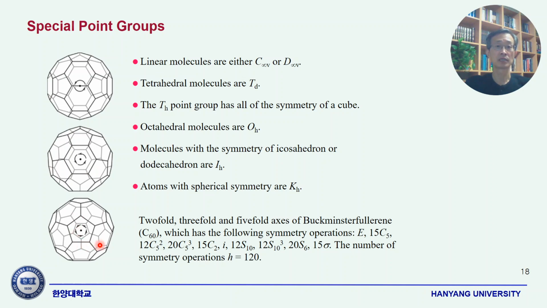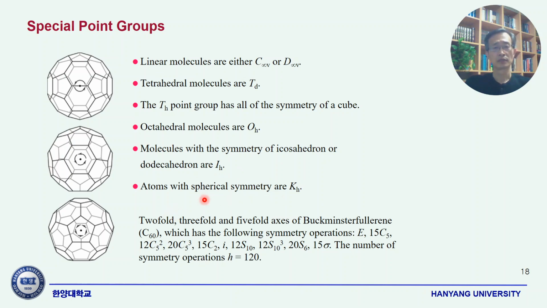Buckminsterfullerene is, I think this is icosahedron. I think, yeah. So Buckminsterfullerene has these: E, 12 C5, 12 C5^2, 20 C3, 15 C2, inversion, 12 S10, 12 S10^3, 20 S6, and 15 sigma. So there are 120 symmetry operations. For this particular thing, this one is Ih symmetry.